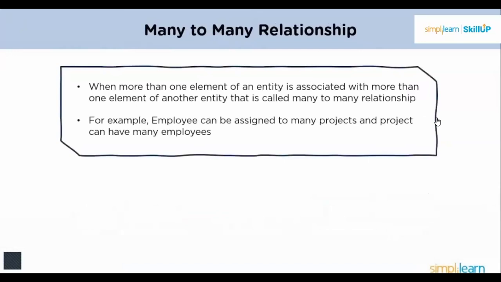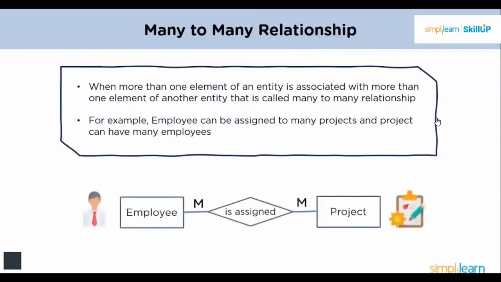Let's see many-to-many relationship. When more than one element of an entity is associated with more than one element of another entity is called many-to-many relationship. For example, an employee can be assigned to many projects, and many employees can be assigned to a particular project.